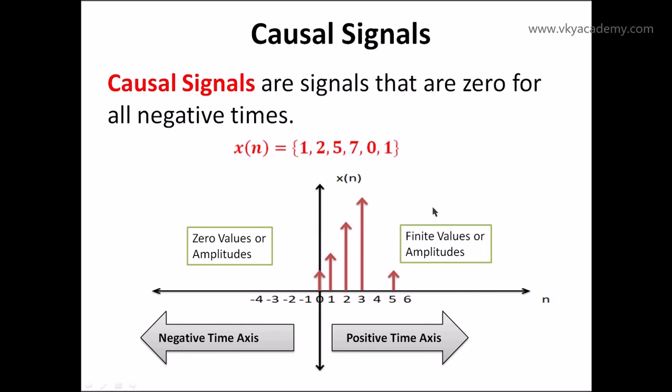Now you can see that we have samples for n greater than or equal to 0, but we do not have samples for n less than 0. That is why this particular signal is called a causal signal. So this is my negative time axis, and this is my positive time axis. You can also see that all the samples are present on the right side of the origin, or the positive time axis. That is why this particular signal is also called a right-sided sequence.